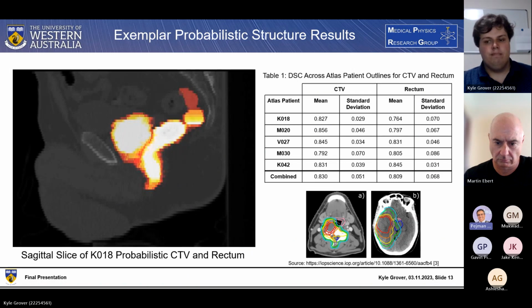Imagine if instead of the data sets you have in prostate cancer, you had the same data set but in head and neck. What would your expectation of your auto-segmentation be if you had those data sets? Oh, okay.